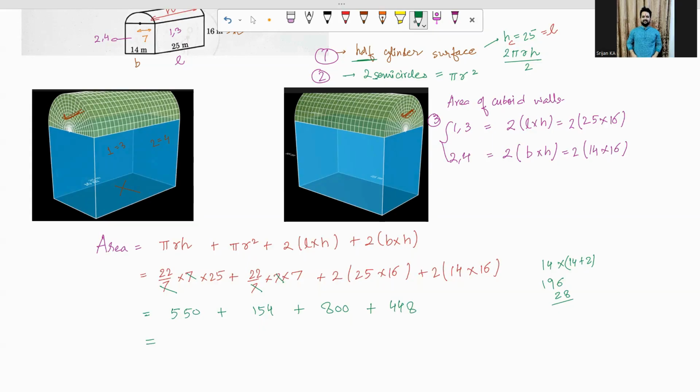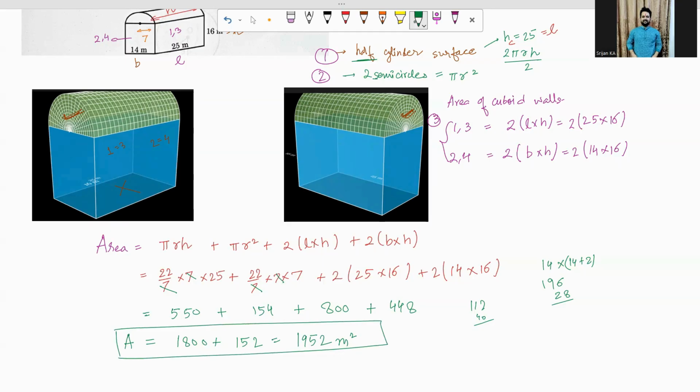So let's add the hundreds first. 500, 600, 1400 and 1800, plus 154, 50, 100, 104, and 812, 112 and 40, 152, which basically tells you 1952 meter square. Now why meter square? Because the dimensions are all in meter. So hence meter square is here. 1952 meter square is your correct answer.